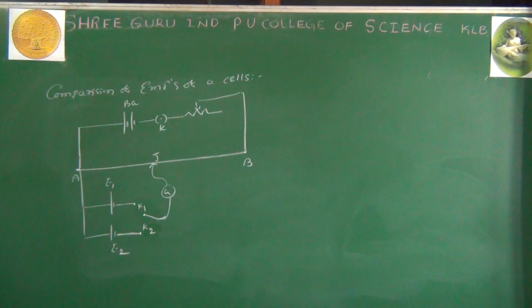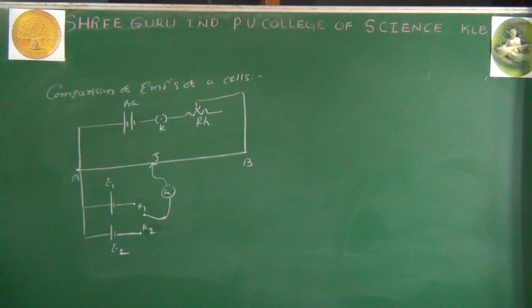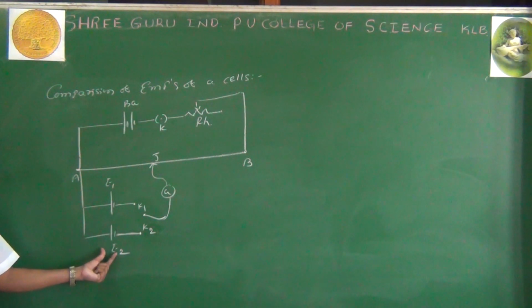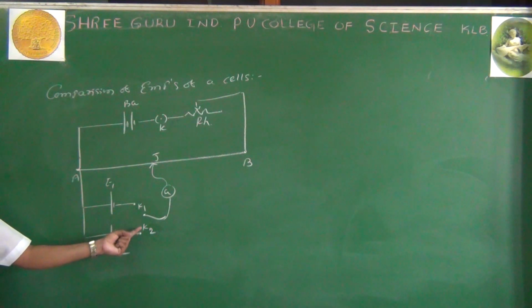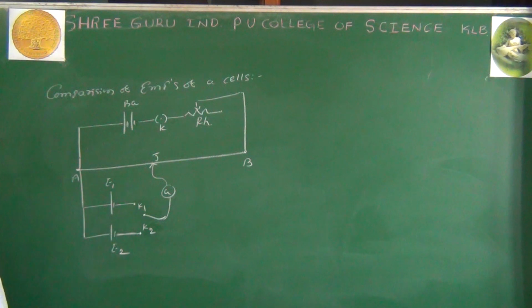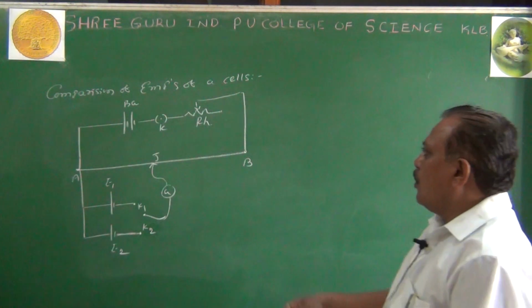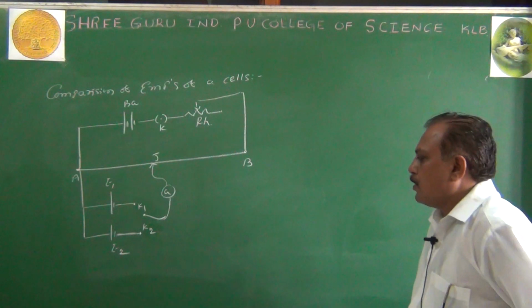Are you getting the point? Now this is all your setup. This is a cell having EMF E1 and this is a cell having EMF E2, and these are the two keys K1 and K2, and the galvanometer goes to the jockey. Now this is our circuit diagram. By using this circuit diagram, how to compare the EMFs?